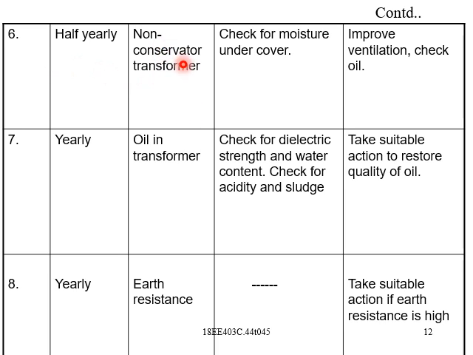So this is for the non-conservator tank of a transformer. Every half a year you need to inspect, check for moisture under the cover, improve ventilation, and also check the oil level.